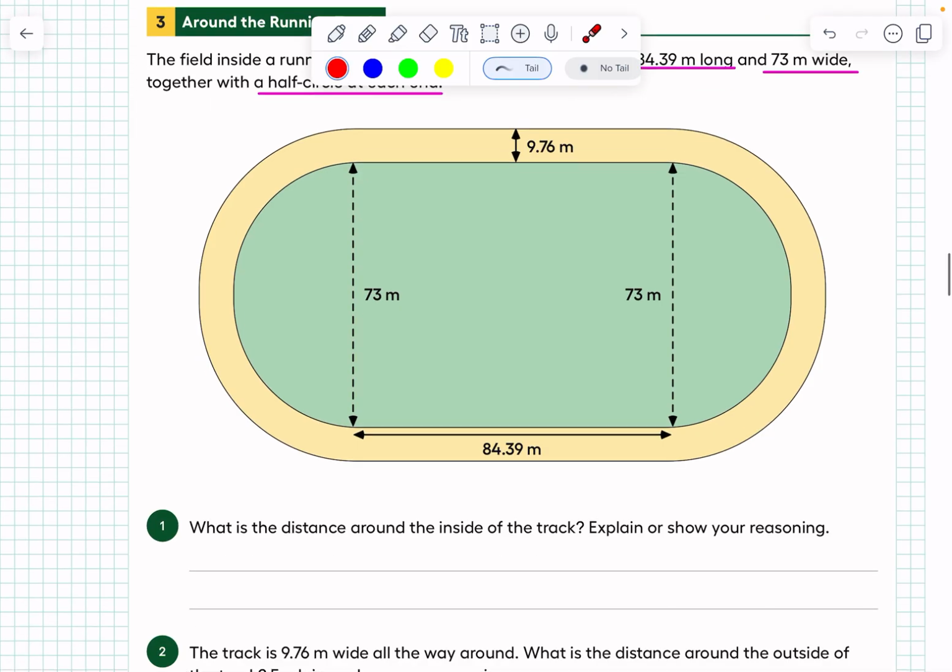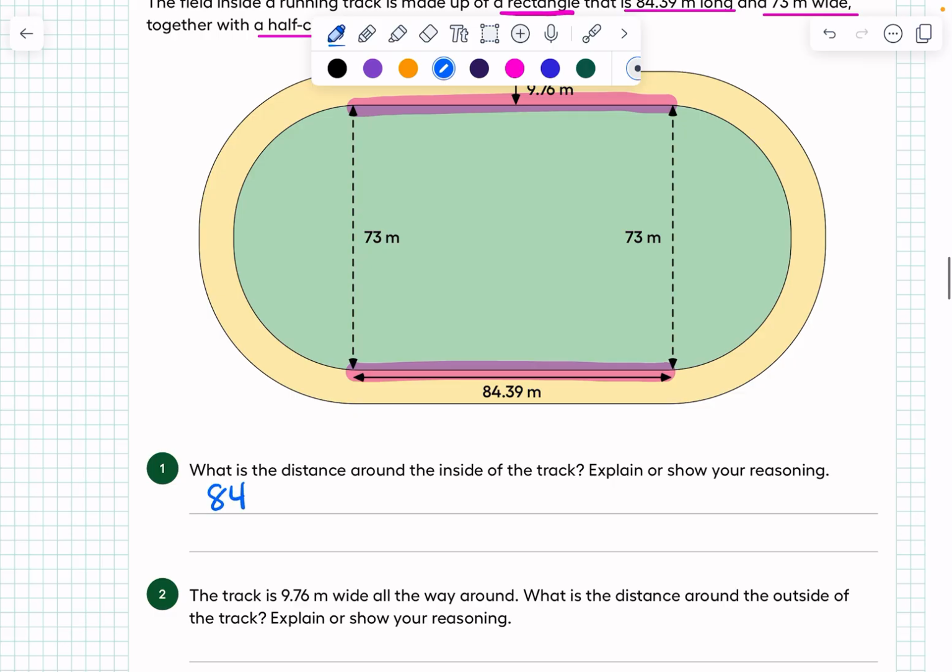So let's understand something right here, okay? I'm going to highlight in pink this right here and this right here. Do you agree that the measurement of those two things that I highlighted, it says it in the diagram, it's 84.39. So I'm going to take 84.39 and times that by 2 because there's two of them, right? So 84.39 times 2 would be 168.78.